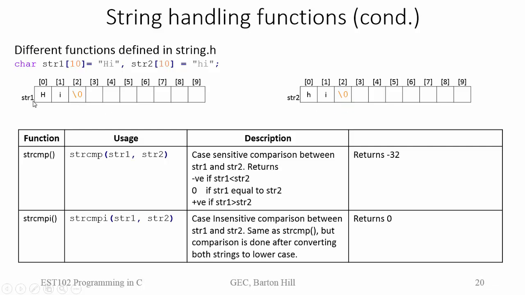So str1 of 2 will have the null character, and str2 of 2 also has the null character. Since they have both reached the null character, the comparison will end, and it will return the previous difference. The previous difference was the ASCII value of i minus the ASCII value of i, which is 0, so it will return 0. So this is how strcmp and strcmpi work.